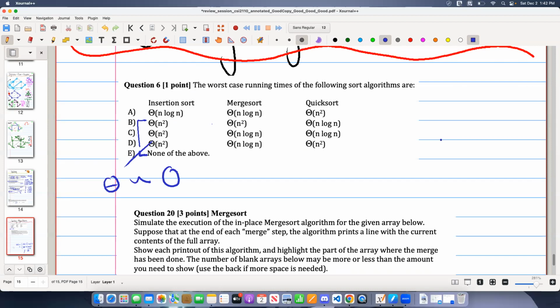Now you go to merge sort. Merge sort, if you don't know, splits it into a tree and then iterates through the tree to find it. It's divide and conquer, so we know it's n log n. And then we look at quick sort. What's the worst time complexity for quick sort? In the average case, we know that it's faster than insertion sort, but in the worst case, we know that it's n squared. Therefore, the answer is D.